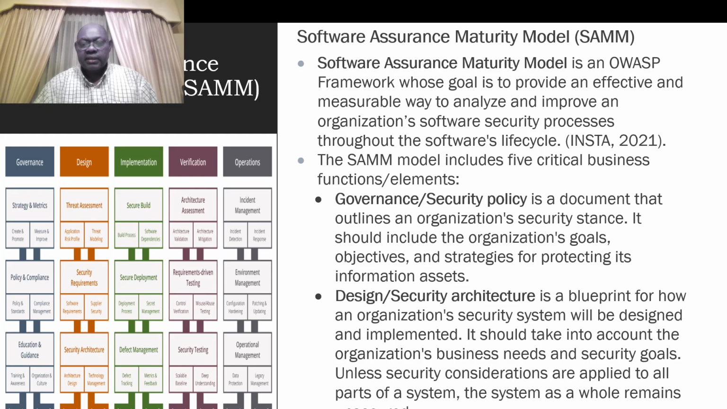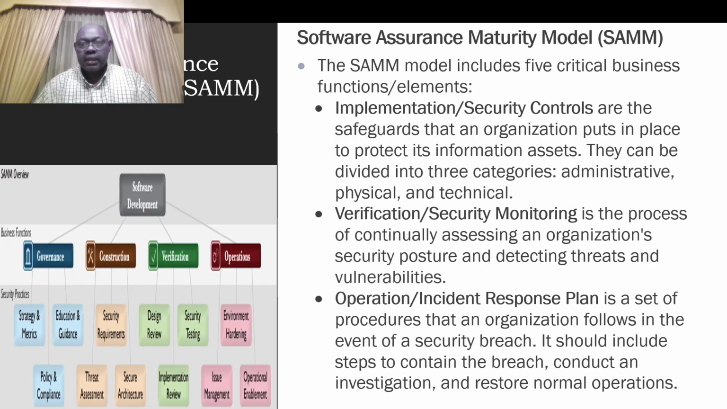The next is the design. The security architecture is the blueprint of how the organization's security system would be designed and implemented. The next one is the implementation. And the security controls are the safeguards that an organization puts in place to protect its information assets. They can be divided into 3 categories: administrative, physical, and technical.